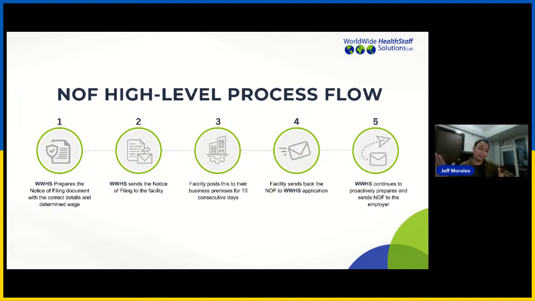Now, what the health facility will do, as I mentioned earlier, is post this at their business premises for 10 consecutive business days. Then once they've taken it down, they will send the notice of filing back to us, of course, so we can insert that in the petition. Again, the notice of filing together with the prevailing wage determination document are requirements for the petitions.